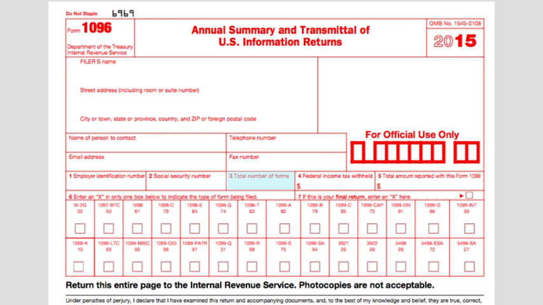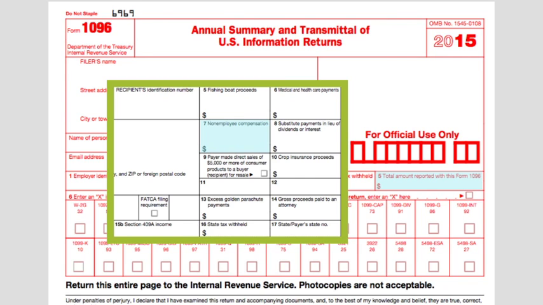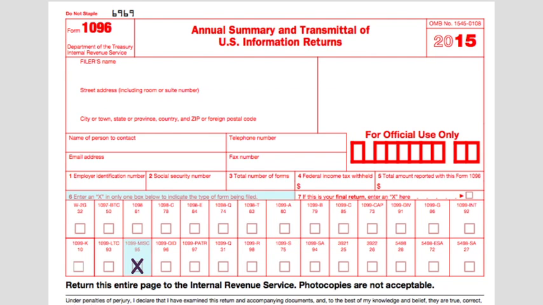In Box 3, enter the number of Form 1099-MISC copies that are attached to the Form 1096. And in Box 5, enter the total amount of all the non-employee compensation reported on all your Form 1099-MISCs. So you'll just take the amount in Box 7 on each form and add it all together. In Box 6, enter an X in the box for Form 1099-MISC.